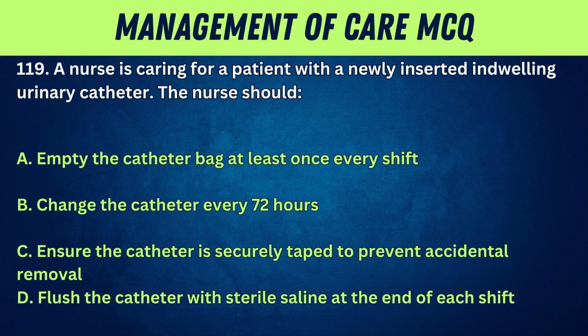119. A nurse is caring for a patient with a newly inserted indwelling urinary catheter. The nurse should A. Empty the catheter bag at least once every shift. B. Change the catheter every 72 hours. C. Ensure the catheter is securely taped to prevent accidental removal. D. Flush the catheter with sterile saline at the end of each shift.